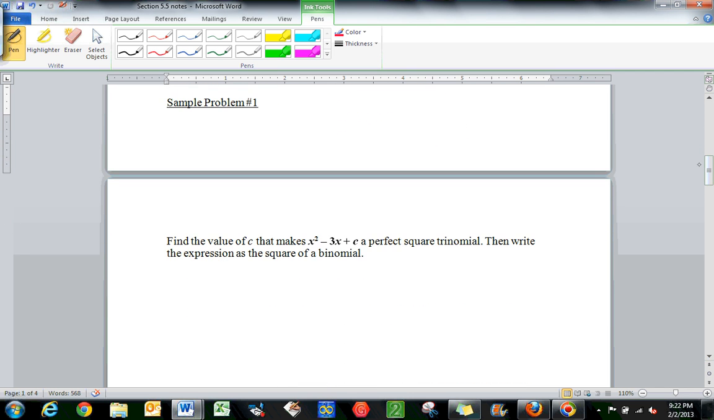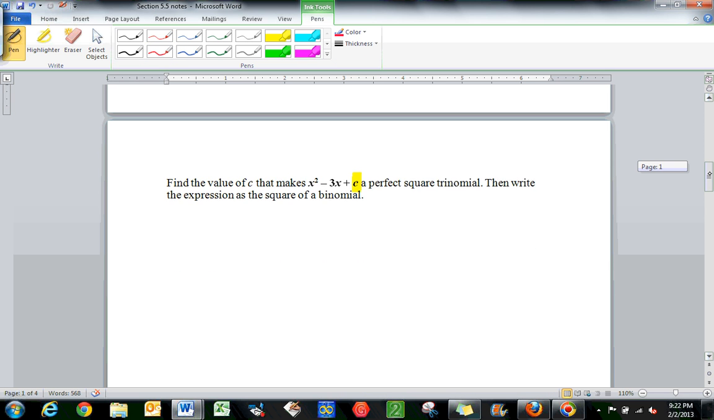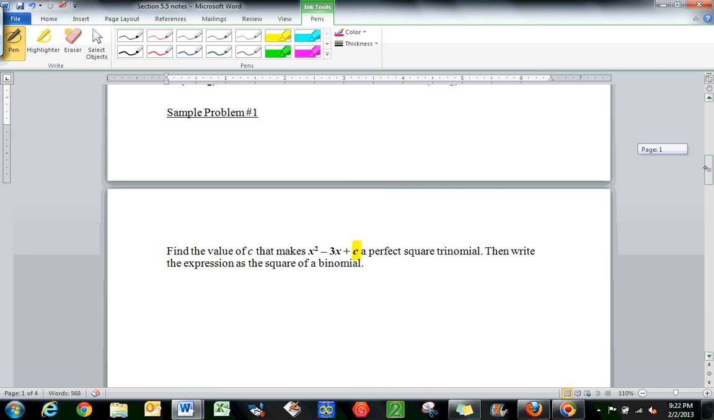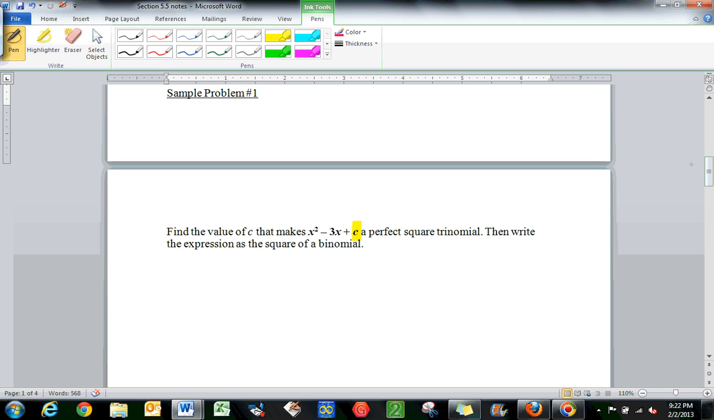So you can see here in sample problem 1, they're asking us to complete the square for x squared minus 3x plus c. Now you notice in the last example that the b value was an odd number. When it's an odd number, it's going to give you a fraction. And I know that it's not always easy to work with, but you need to be comfortable working with fractions. Now, if you're fortunate, you'll get an even number as the b value, and of course that c value will work out evenly.